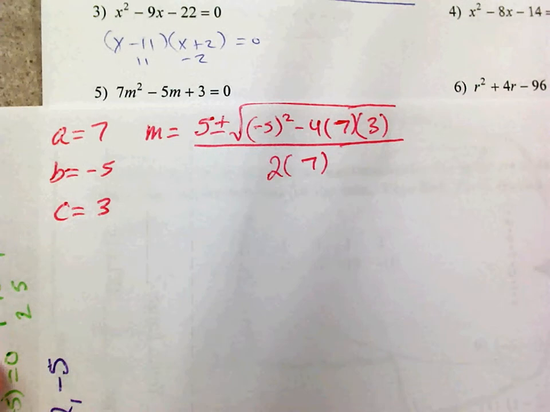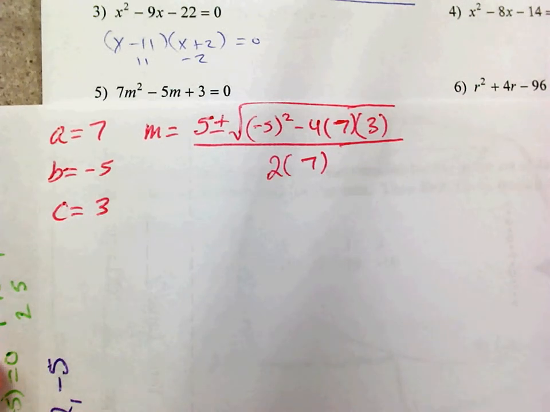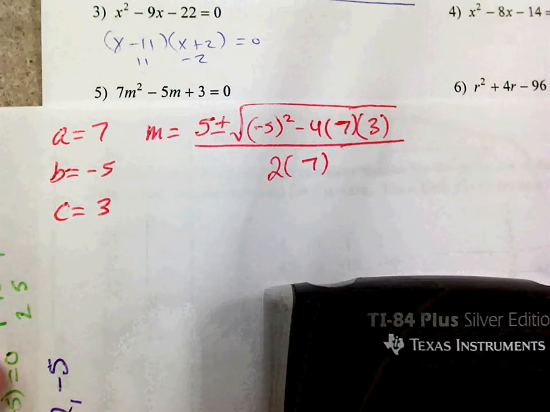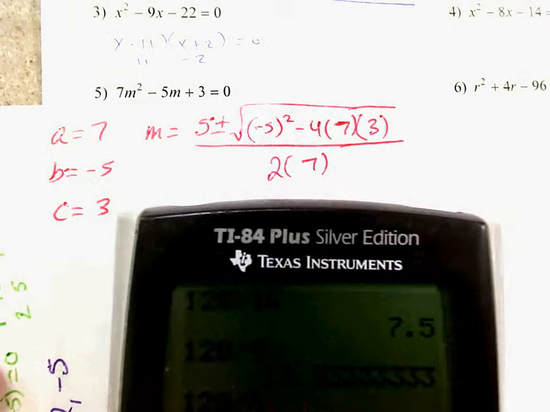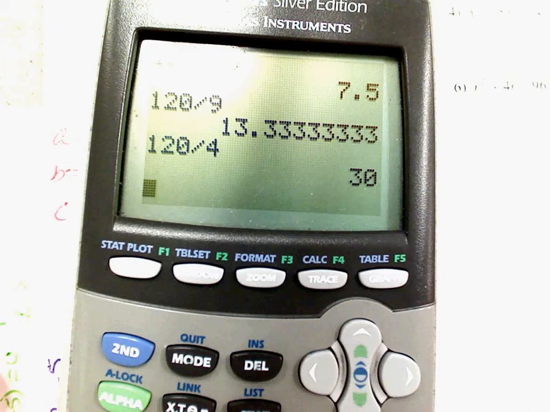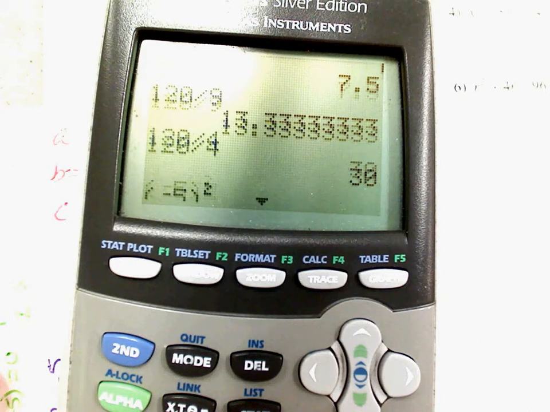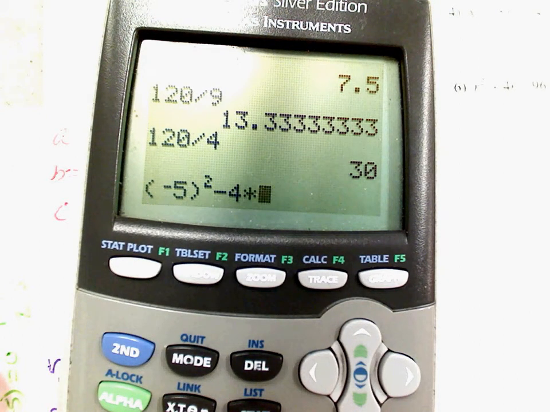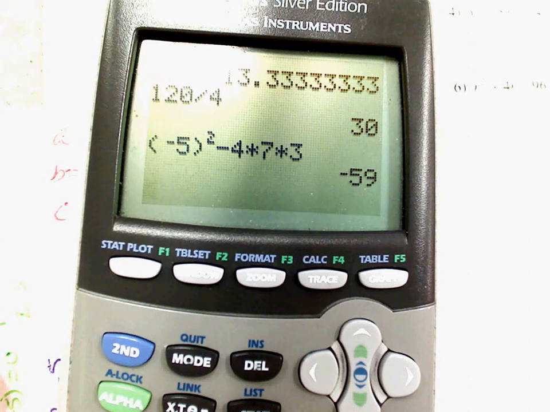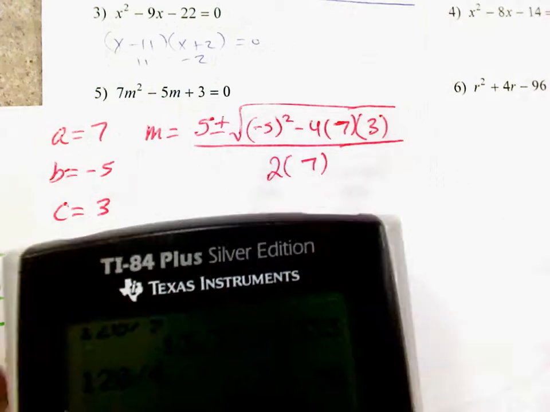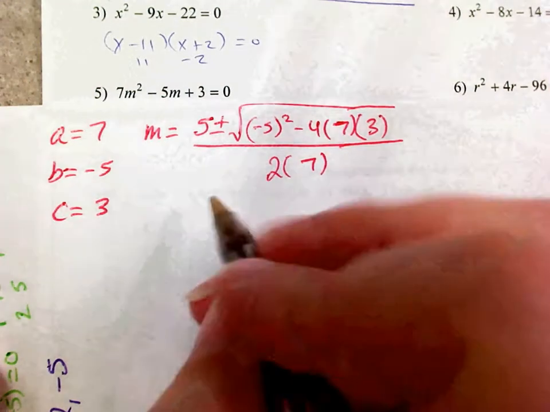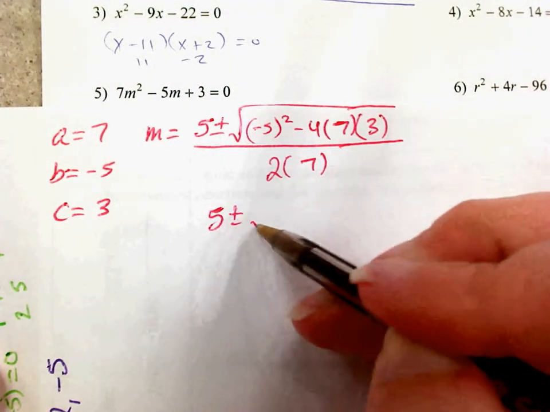Okay. What are you going to type in? What's underneath the square root? So I'm going to type in negative 5 squared minus 4 times 7 times 3. I get negative 59. So here's what I've got. 5 plus or minus the square root of negative 59 over 14.